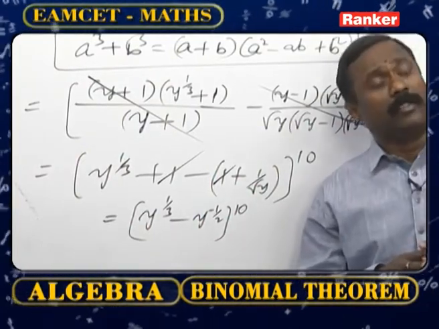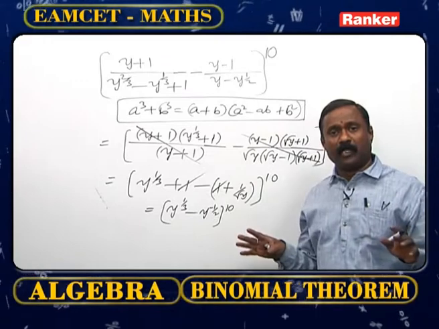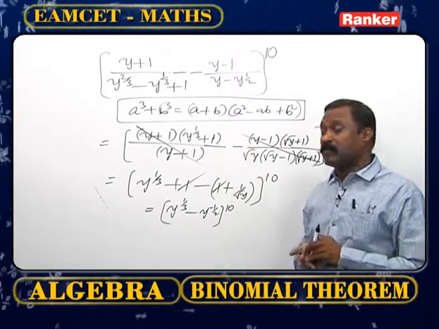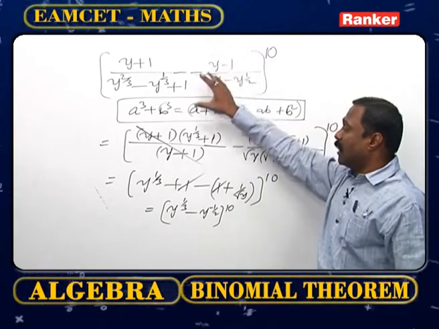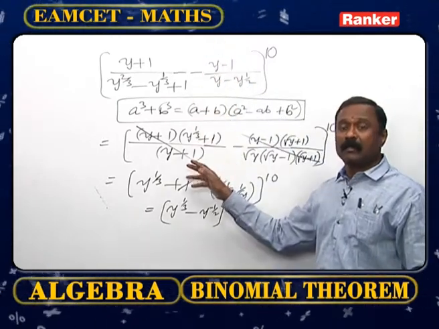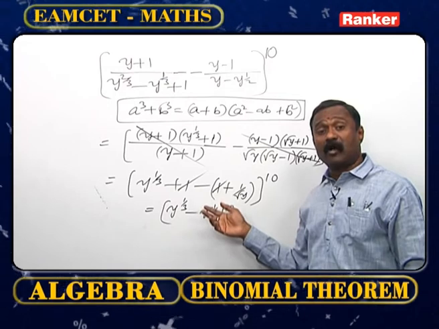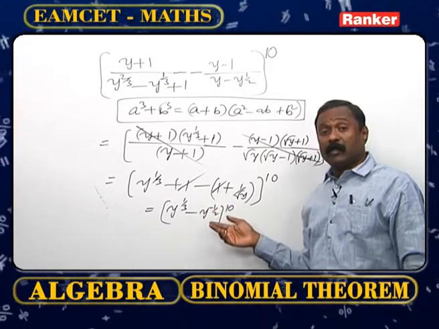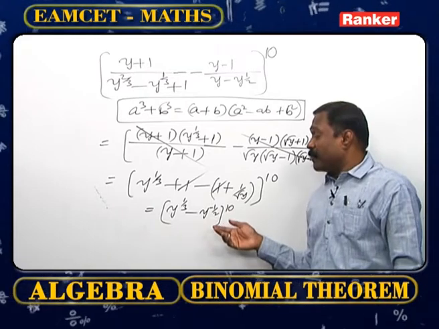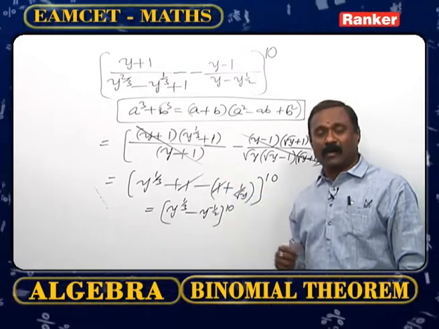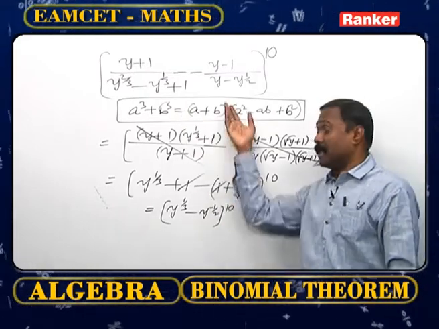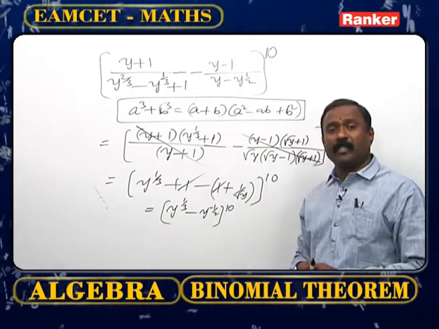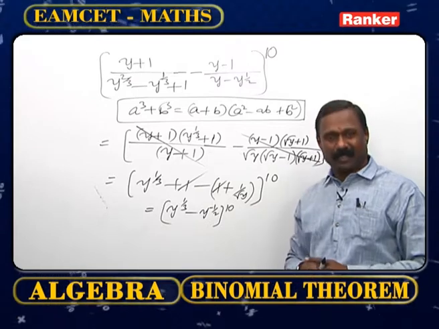So far we have not applied any concept of binomial theorem. Simply we have simplified these surds. We have applied the concept of rationalization. So this is a problem in binomial theorem which involves surds also, surds plus binomial theorem. Okay, now you have got it to the standard form. In this one, you need the term independent of x.